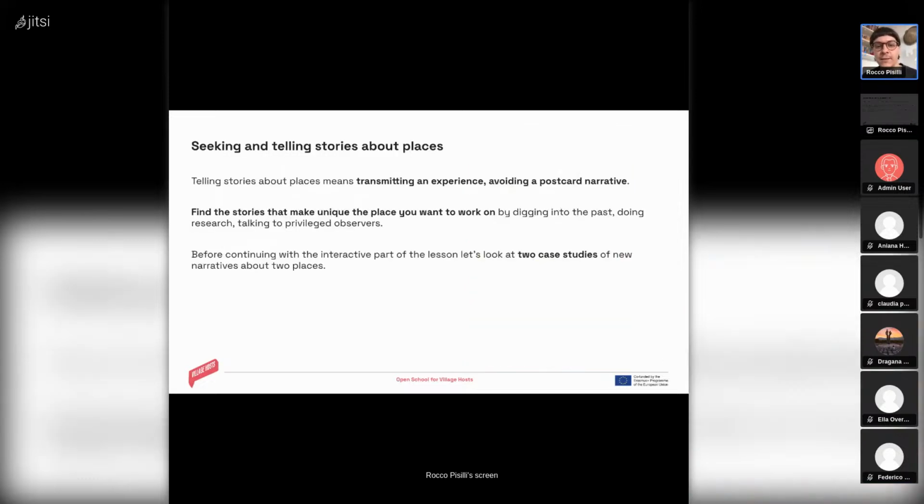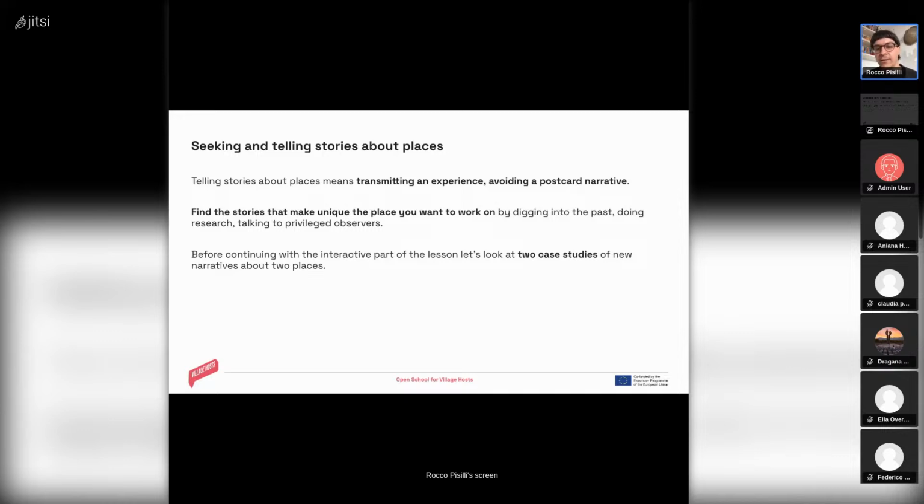So the main idea: I want to help you today to think not just about how to tell stories about places, but also about how to find the stories to tell. Telling stories is more related to transmitting an experience, and in my opinion, we should avoid a postcard narrative. What is really important is to find something authentic and really related to the identity of the place, the genius loci of the place. I think all of you have projects in different places, and you already know what makes your place special.